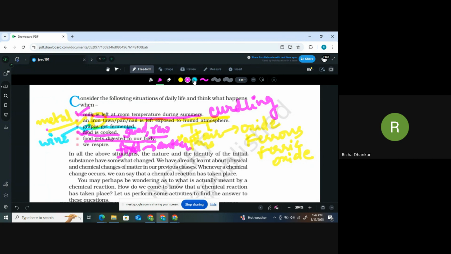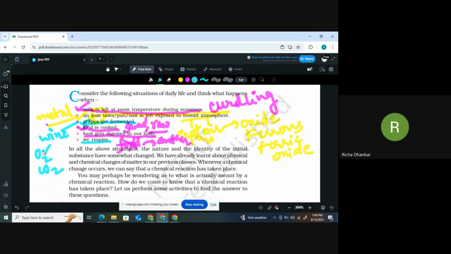What does respire mean? When we respire, we breathe, we take in oxygen and we give out carbon dioxide. It is not such a simple process. The oxygen taken up by the body and the carbon dioxide released into the atmosphere are also formed in combined forms inside our body. All these things point towards a very important thing which you have already learned in your class 9th: chemical change.